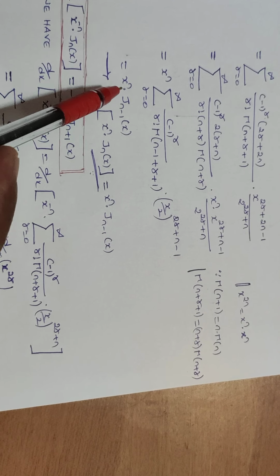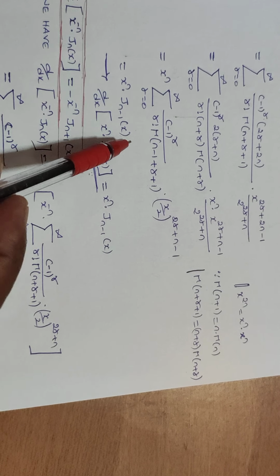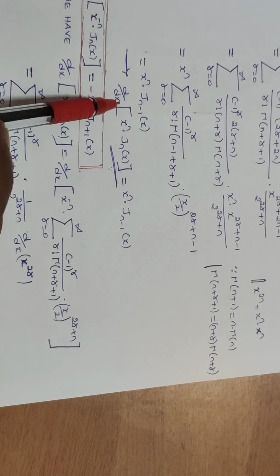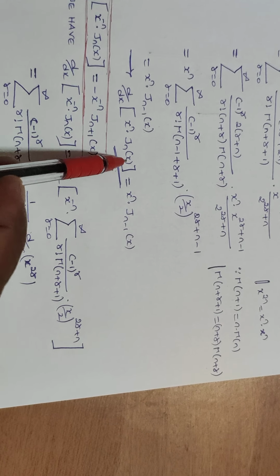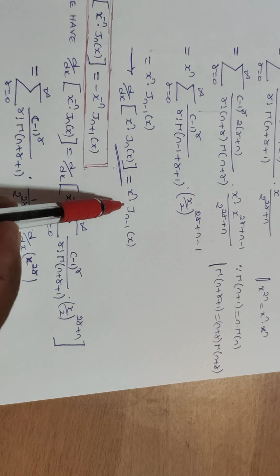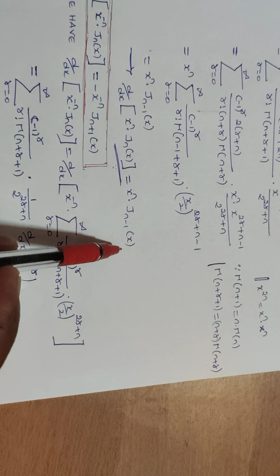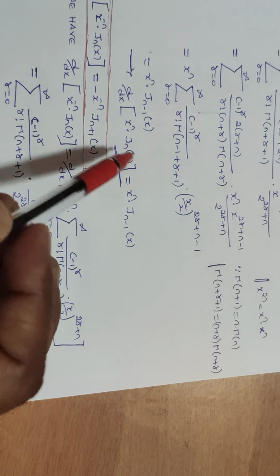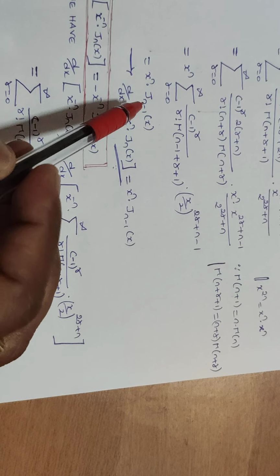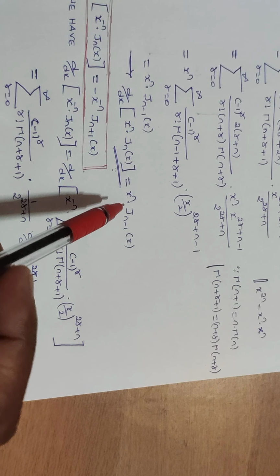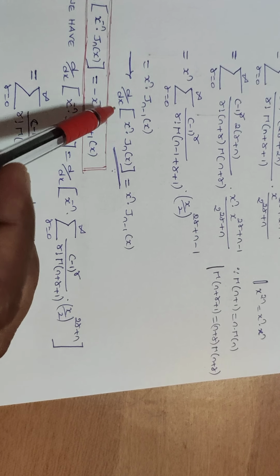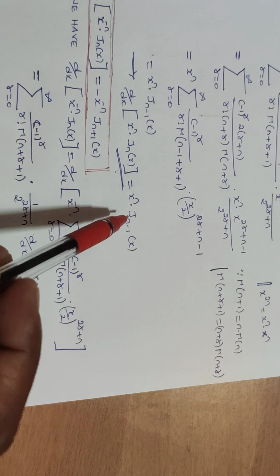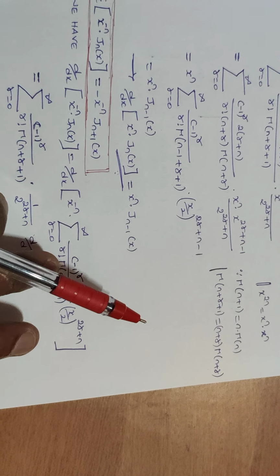Therefore, x to the power n into Jn minus 1 of x, which is equal to d by dx of x to the power n into Jn of x, which is equal to x to the power n into Jn minus 1 of x. Remember the point, this term can be written in the form of Jn minus 1 of x. So, that is the method how we prove that d by dx of x to the power n into Jn of x is equal to x to the power n into Jn minus 1 of x.